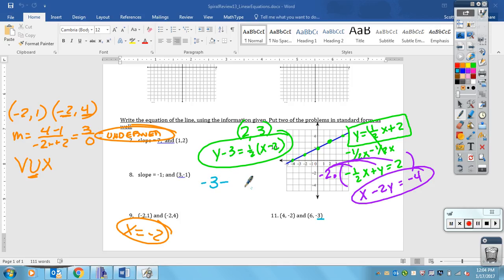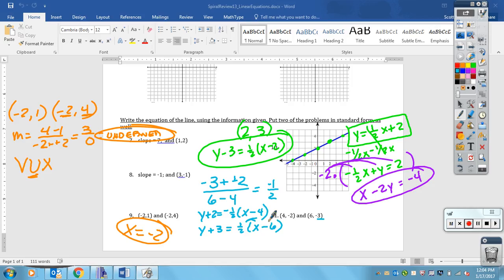And lastly, number 11. Let's find the slope first. -3 minus a negative 2 over 6 minus 4. Keep, change, it's -1 over 2, so it's -1/2. There are a couple of ways I can do this. Let me do point slope form. y + 2 = -1/2 (x - 4). Or y + 3 = 1/2 (x - 6). There's an example of point slope. There's another example of point slope.